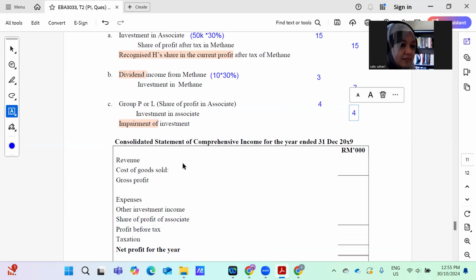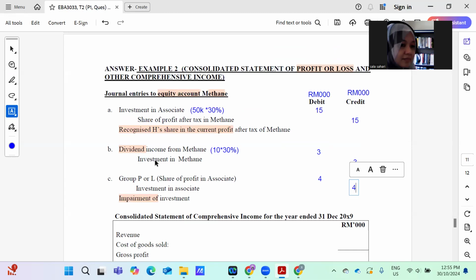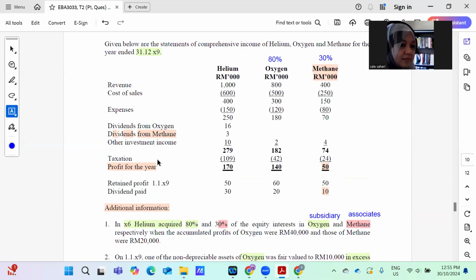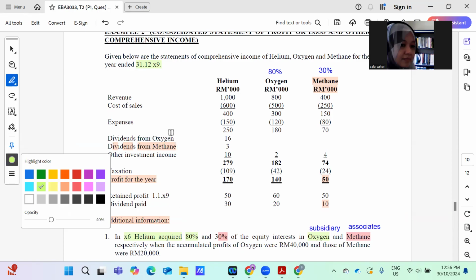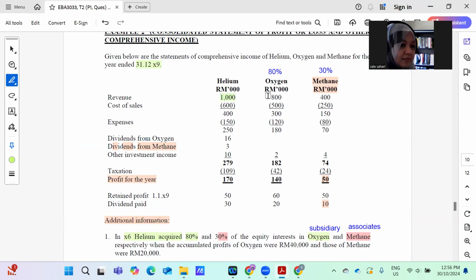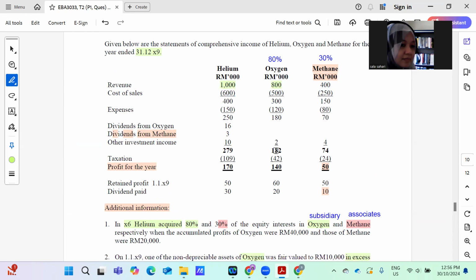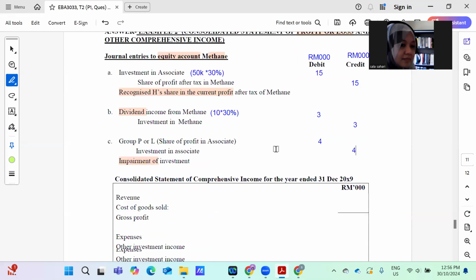All right, let's see how to prepare the consol. So for the revenue, COGS, if you recall that from the note just now, it just H plus S, right? So only H, in this case, what is the name of the company? Helium plus oxygen only. So for the revenue, it is 1,000 here. So we're doing for oxygen. I change color. So revenue, H plus S. 1,000 plus 800.